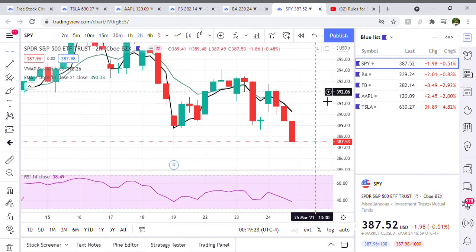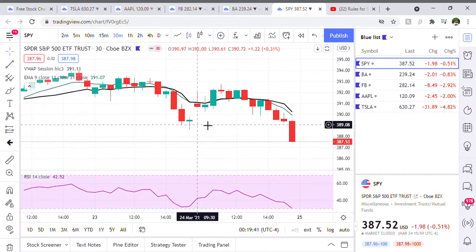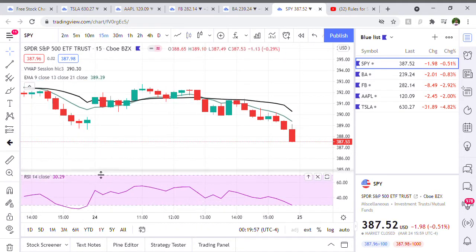Let me drill down to smaller time frames for understanding. Let me directly switch to 30 minutes. You can see this is 24th March, 9:30 a.m. The first 30-minute candle was a small red candle. Here at 10 a.m., we'll drill down to the 15-minute time frame. Here it is. The first candle is at 9:30 to 9:45.